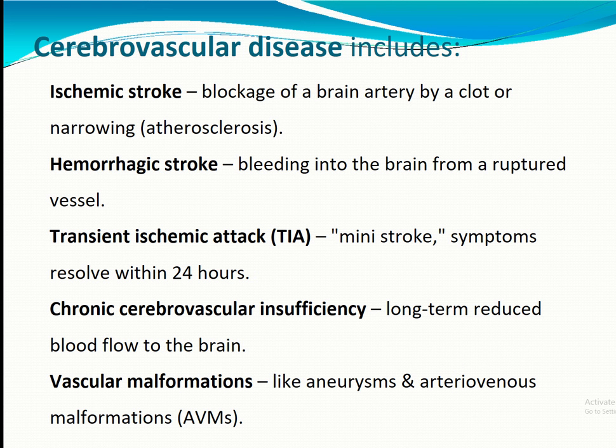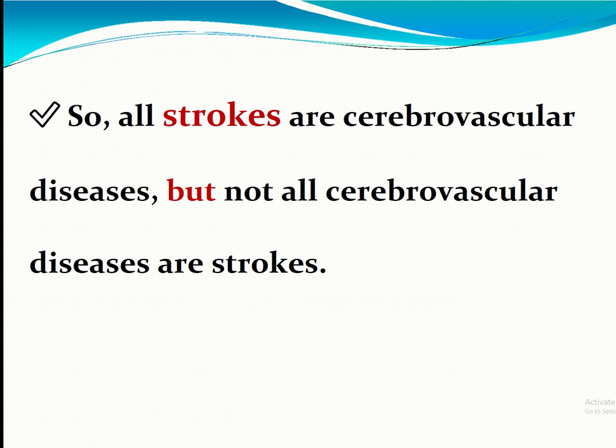Hemorrhagic stroke, bleeding into the brain from a ruptured vessel. Transient ischemic attack, mini stroke, symptoms resolved within 24 hours. Chronic cerebrovascular insufficiency, long-term reduced blood flow to the brain. Vascular malformation like aneurysm and arteriovenous malformation. So all strokes are cerebrovascular disease, but not all cerebrovascular disease is stroke.